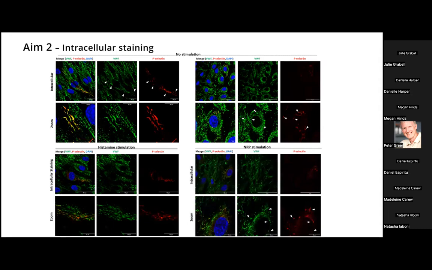And this is incubation with normal reference plasma. So interestingly enough, the normal reference plasma seems to have qualitatively similar effects to the histamine. There's still intracellular VWF and P-selectin within the Willebrand bodies. I do have to note that the colocalization of VWF and P-selectin was very heterogeneous with the cell line I was using. So not all cells were showing P-selectin, and of course not all Willebrand bodies are showing it.